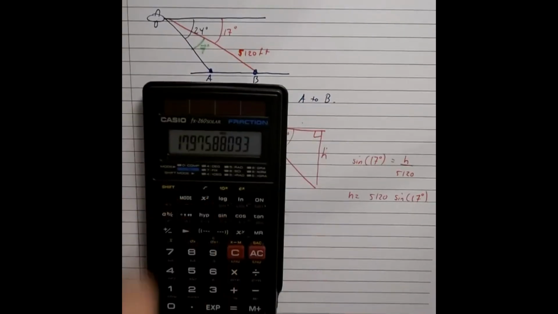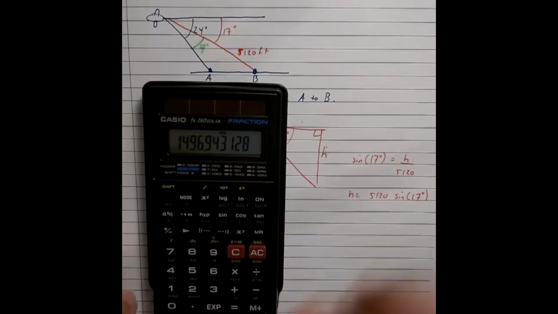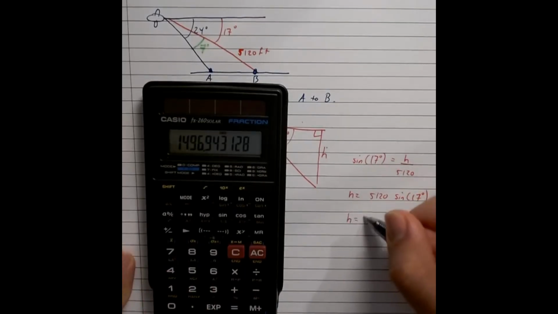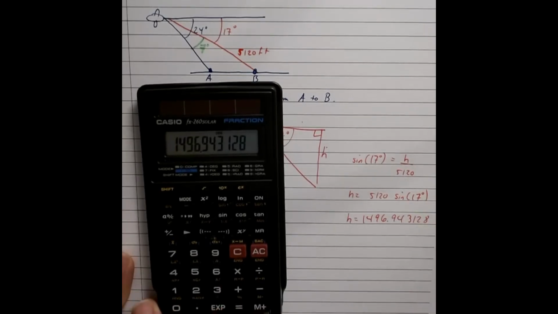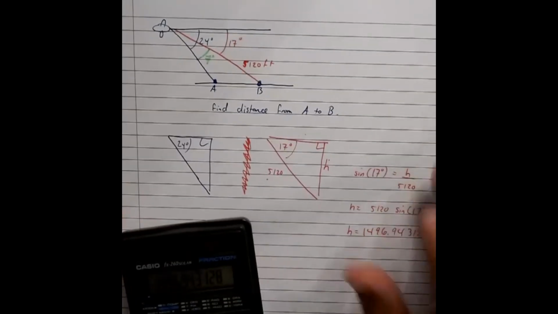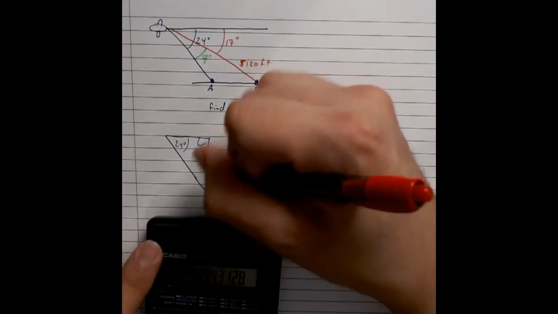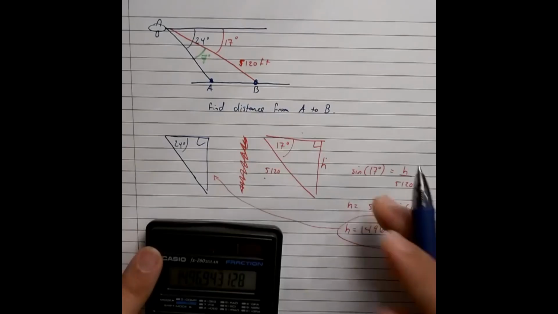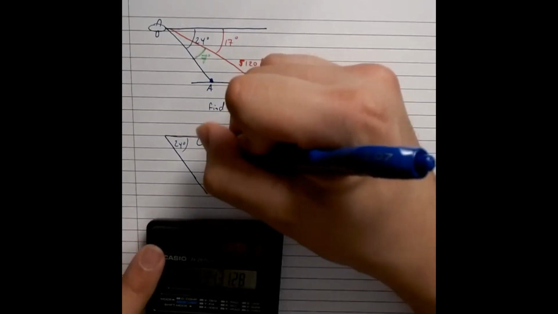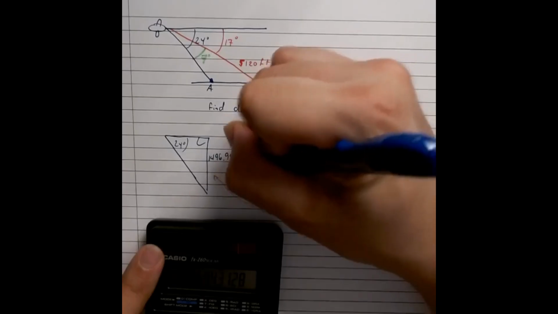All right, so let's go ahead and do that. That's going to be the sine of 17 degrees times 5120. And that's going to give me h is equal to 1496.943128. Okay? So we're not done with our problem. We're not going to round this. We're going to leave that exactly as it is. And here we now know that this is this height right here. We don't round anything until the very last steps. So here this is 1496.943128.